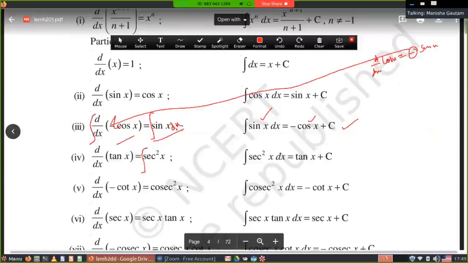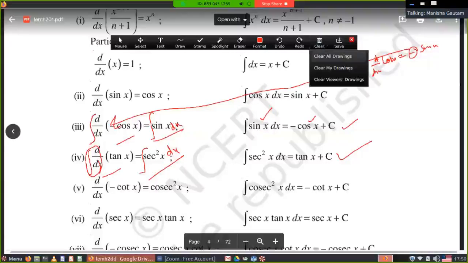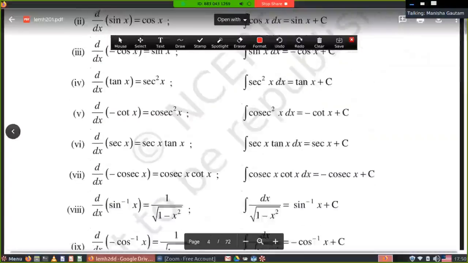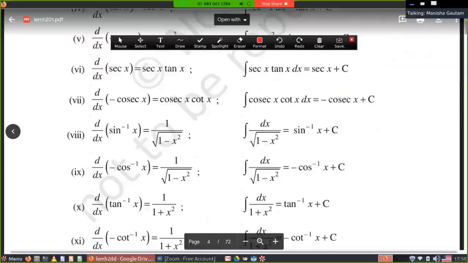Now take the integration of this again. The integration and derivative cancel each other. Integration of secant square x dx is equal to tangent x. This is a formula. I think you can learn the integration formulae by using the derivative formulae. The answer becomes the question and the question becomes the answer. This is a way to learn. You can learn all these formulae which we have studied in derivative. You have to learn these in integration also. Same is here, I am just applying the integration sign.